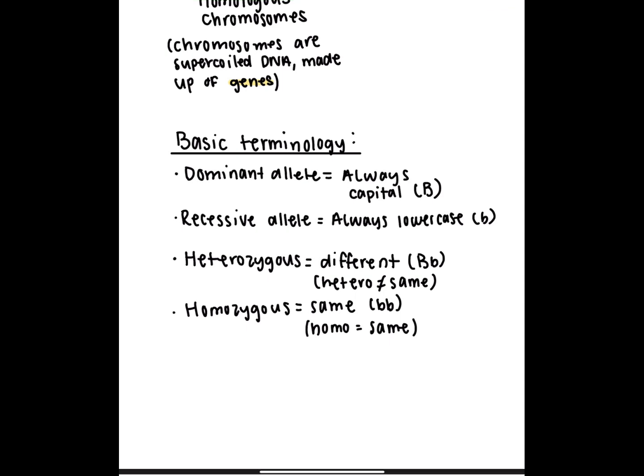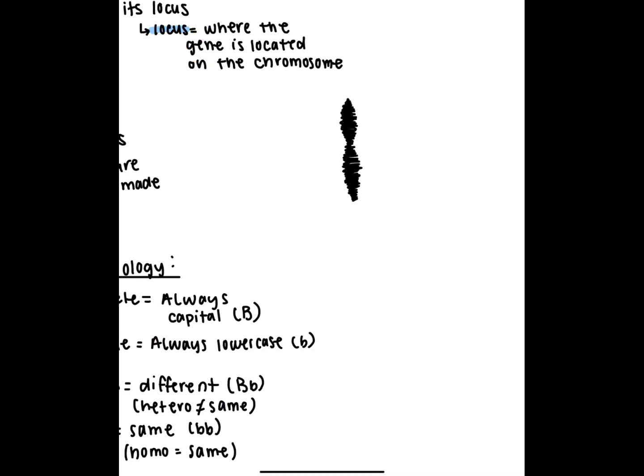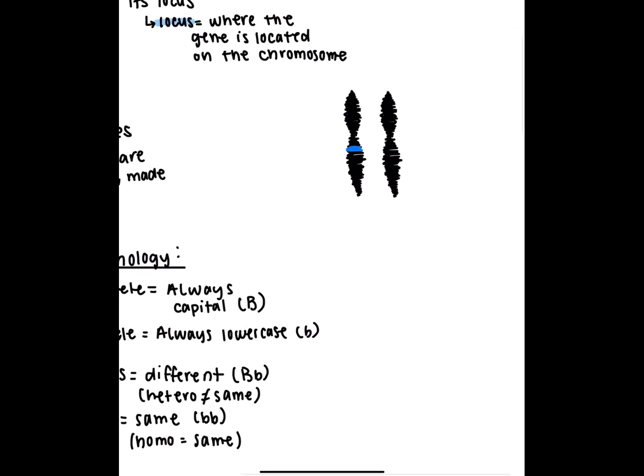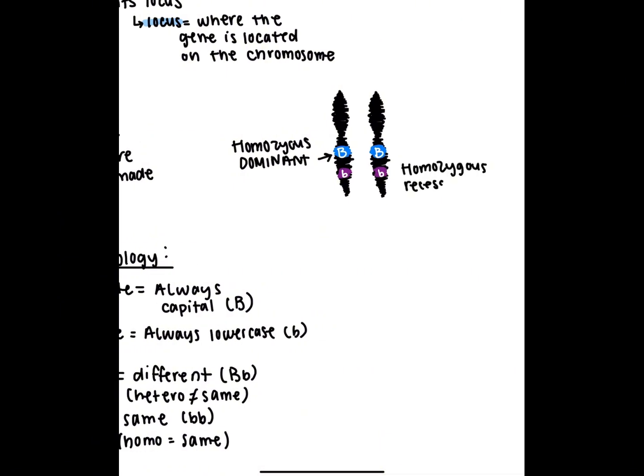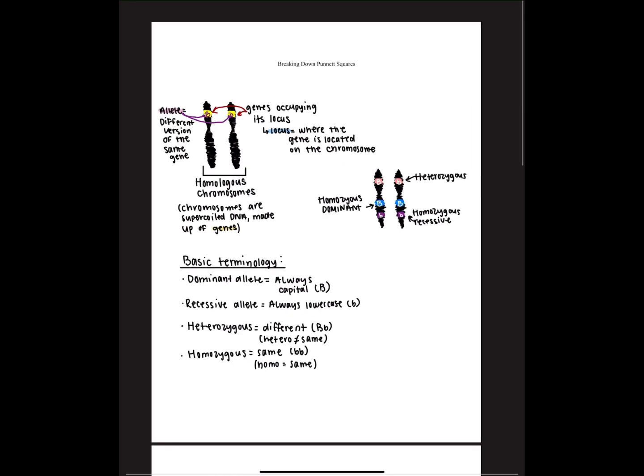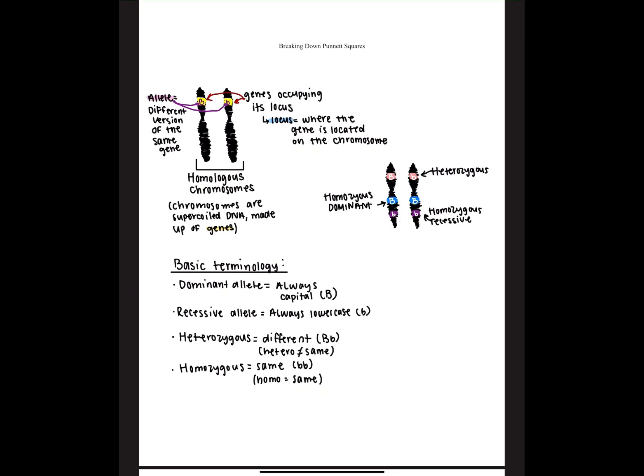So when we're looking at a chromosome, we can visualize it like this. We have on these chromosomes a gene, and this gene is going to have on its allele two capital letters. So that means it's going to be homozygous dominant. When we have a gene that has two lowercase letters, it's going to be homozygous recessive. And when we have a gene that has a capital letter and a lowercase letter, it's going to be heterozygous. So with that, I want to start going over the first question.